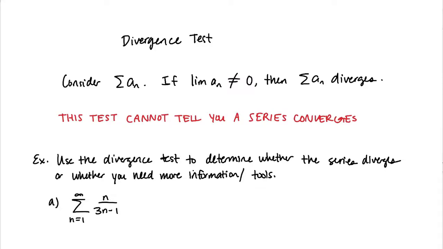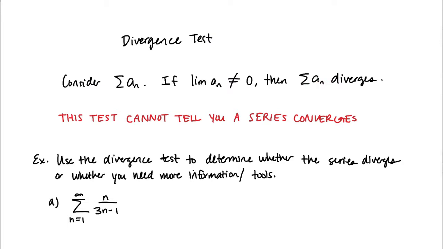In this video, we're going to be talking about the divergence test. To cover what the divergence test is, we're going to consider some series, and we'll call that series a sub n. The divergence test states that if the limit of just the sequence part of that series is not 0, then the series diverges.